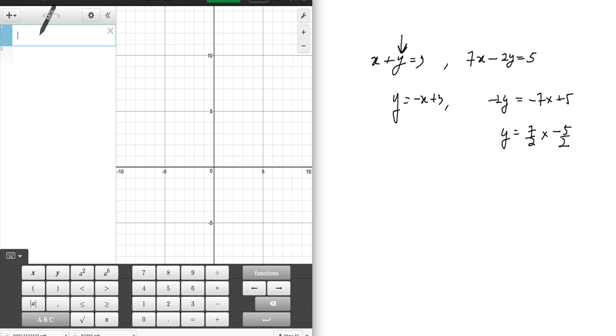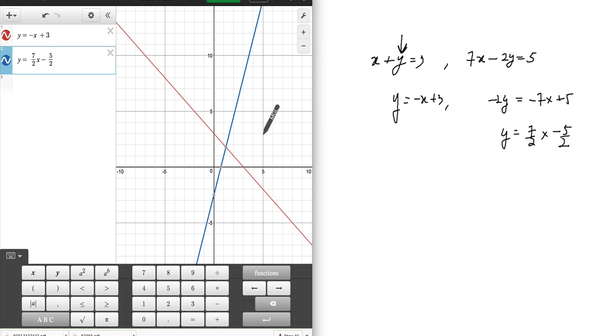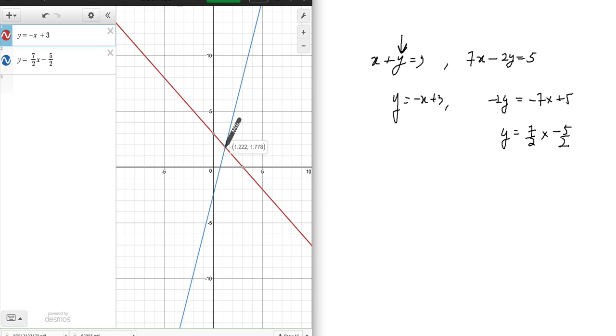Okay, once I have that, I can say y is equal to minus x plus 3. And then y is equal to 7 over 2 x, you got to bring up the fraction by pressing right, minus 5 over 2. Okay, here they are. And look, I can just click on that. It'll tell you the exact coordinates where they intersect. So 1.222, 1.778. So the graphing device does all the work for you.